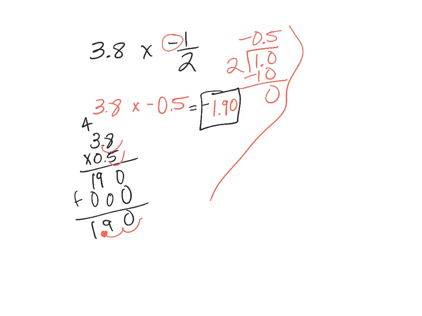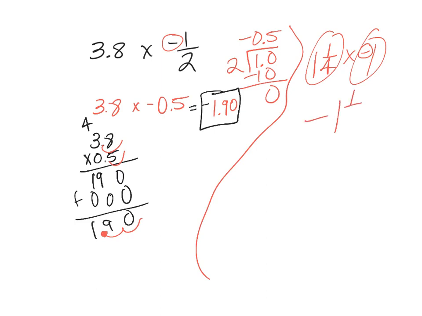Now here's the next example. I have 1 and 1/4 times negative 1. Oh, this is easy. 1 times any number is just that number, but in this case it's negative. And a negative times a positive is negative. So your answer is negative 1/4. This one's easy. Negative 1/4. Good. Now this next one.